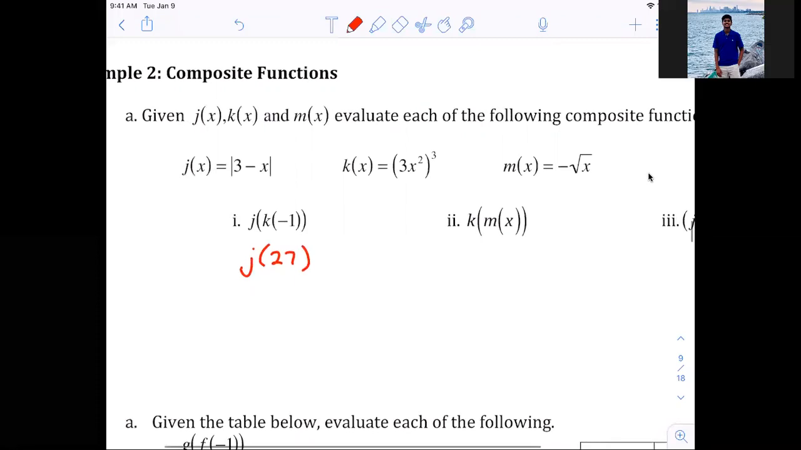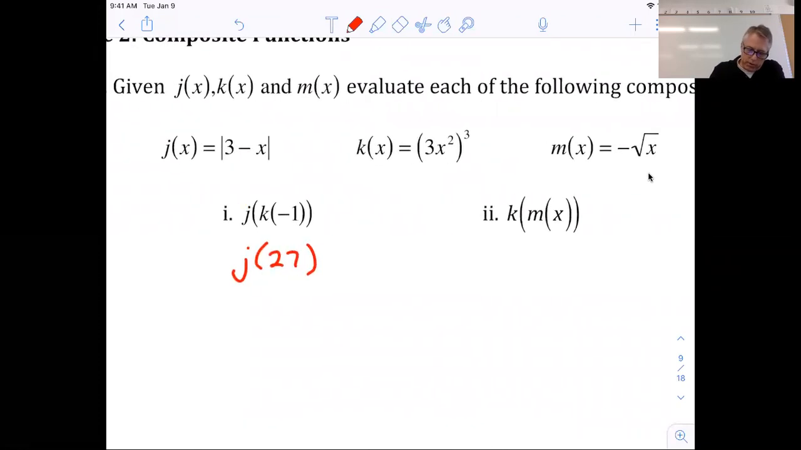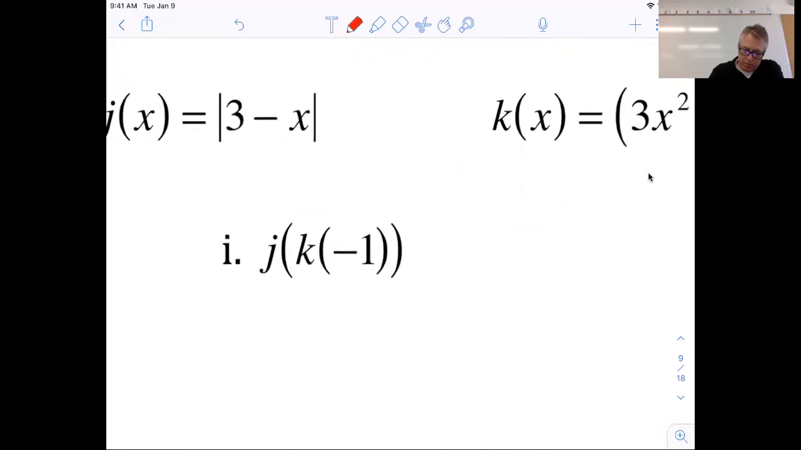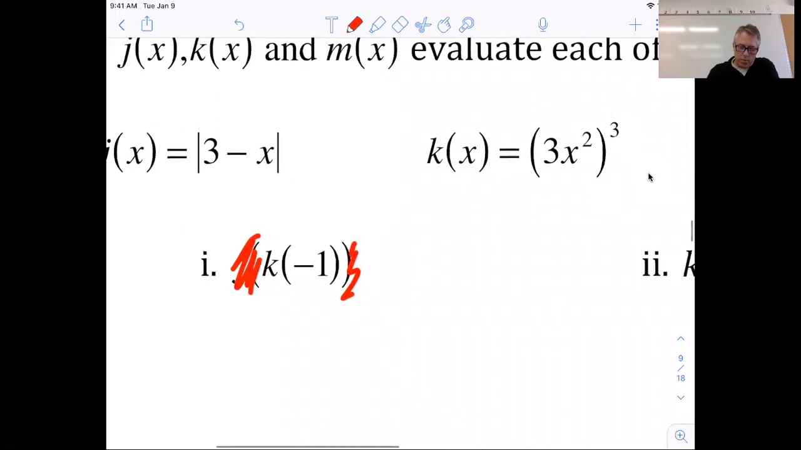I'm confused. Okay. Can you do that again? Yep. Maybe I'm going a little too quickly, so thank you for slowing me down. What we want to do in this case is the inside parentheses first. So kind of ignore this. And all we're finding is k of -1.